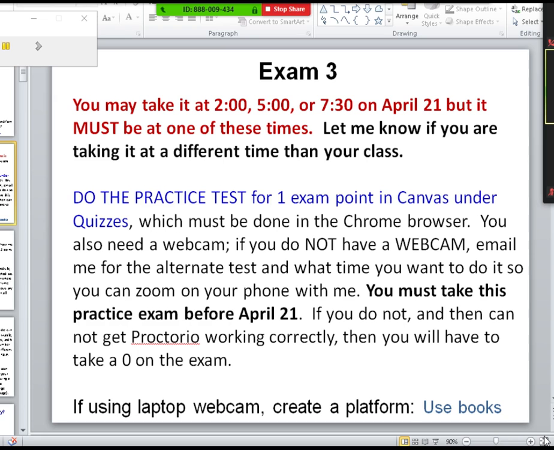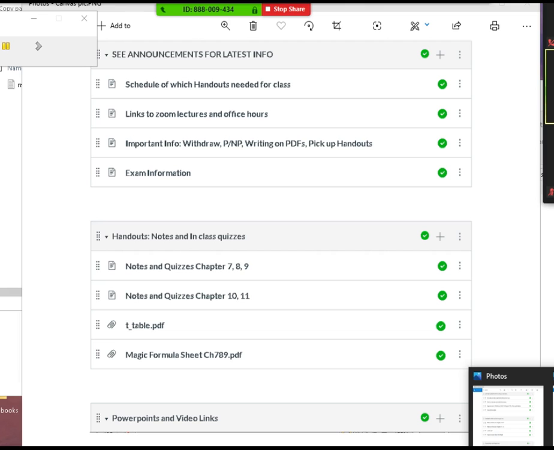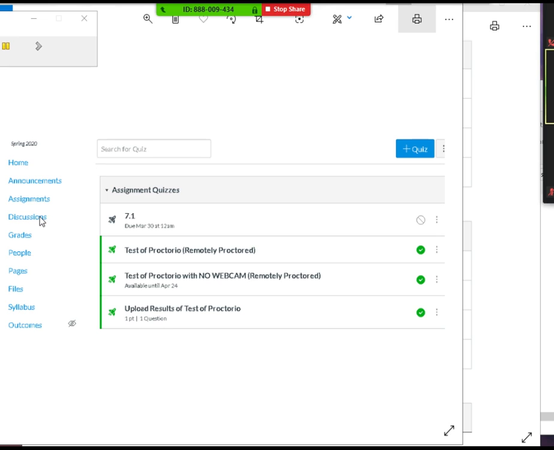How do you get there? What does it look like? If you go to assignments, let's try that again. There it is. So if you go to quizzes, I think it's under quizzes. It's also maybe under assignments. It is at the bottom of the assignments, but go to quizzes, which is somewhere down here at the bottom. Then this will pop up, and you'll see the test of Proctorio remotely proctored.